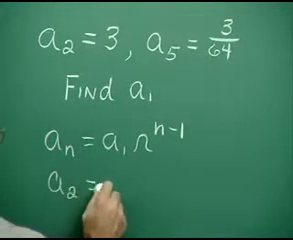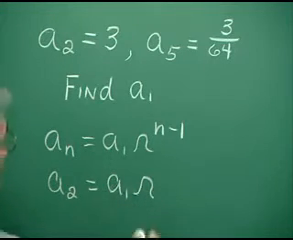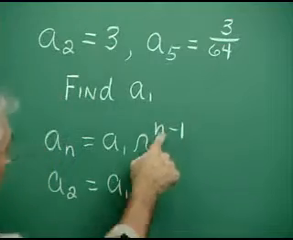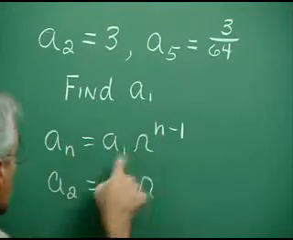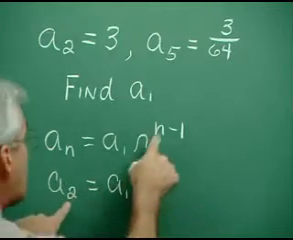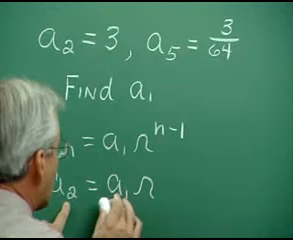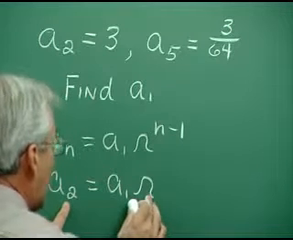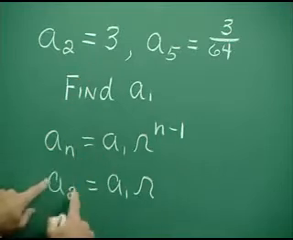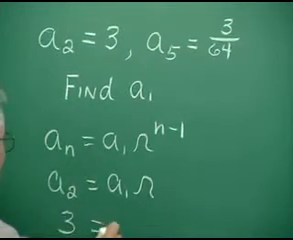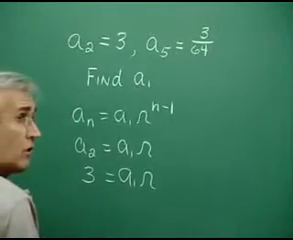If this is a sub 2, then we have a sub 1 times r. We don't know either one of these, but n minus 1 corresponds with this n. This is the n we're talking about. So if 2 is n, then this would be 2 minus 1, or simply 1. I'm not going to write the 1 here, but it's just a sub 1 times r. And we're given the value of a sub 2. It's 3. So this is 3 equals a sub 1 r. That's all that we know so far.